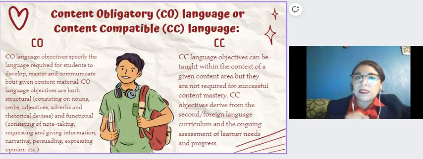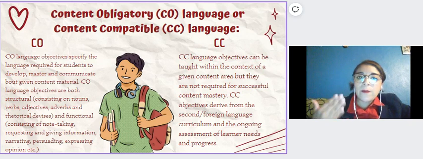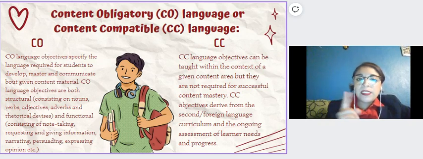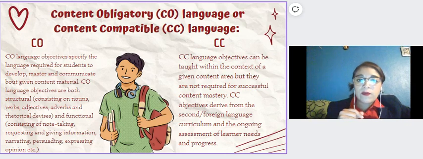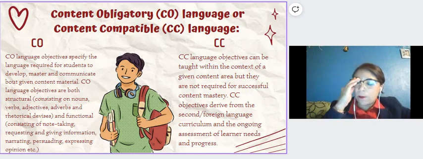So now we have the CO and the CC, the content obligatory and the content compatible. So the content obligatory language objectives specify the language required for students to develop, master, and communicate about given content material. The CO language objectives are both structural, which consists of nouns, verbs, adjectives, adverbs, and rhetorical devices, and functional, which consists of note-taking, requesting and giving information, narrating, persuading, expressing opinion, etc.